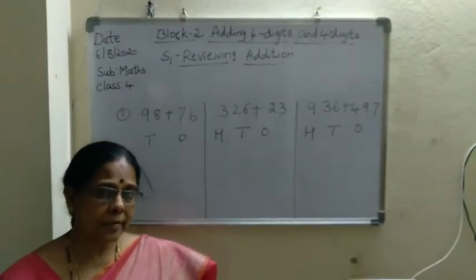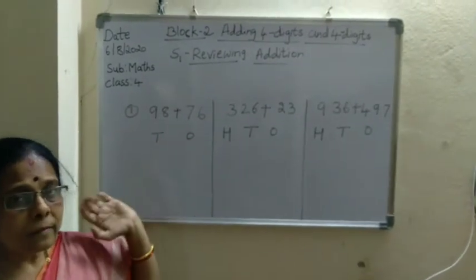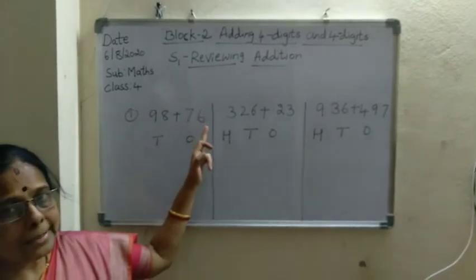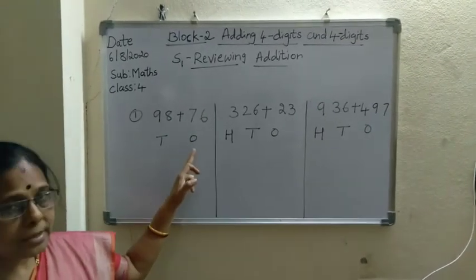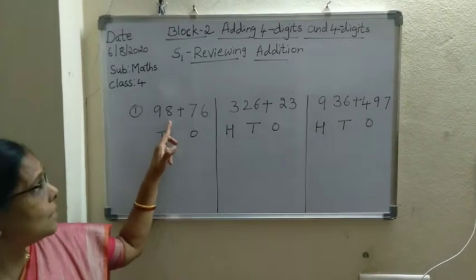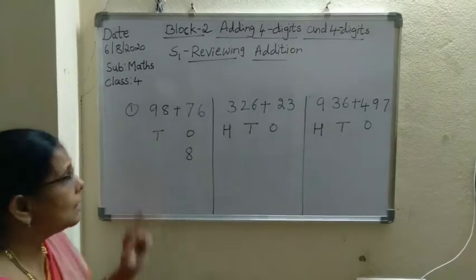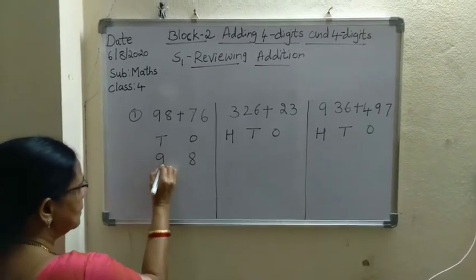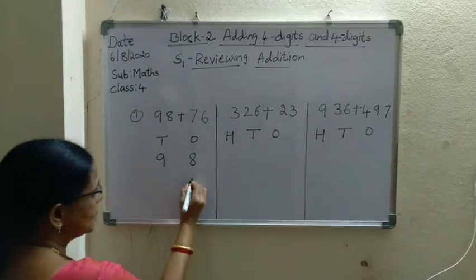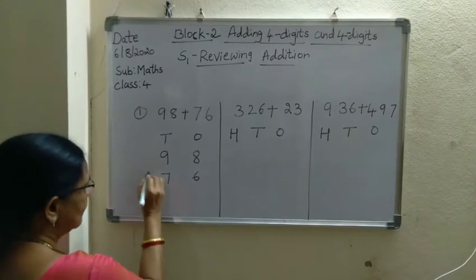Children, now I'll start with some examples, that is 2 digits and 2 digits. First example is 98 plus 76. First we'll write the places here, ones, tens. See 98. In this, 8 is in the ones place, so we'll write it in the ones place. 9 is in the tens place. And 6 is in the ones place, and 7 is in the tens place.